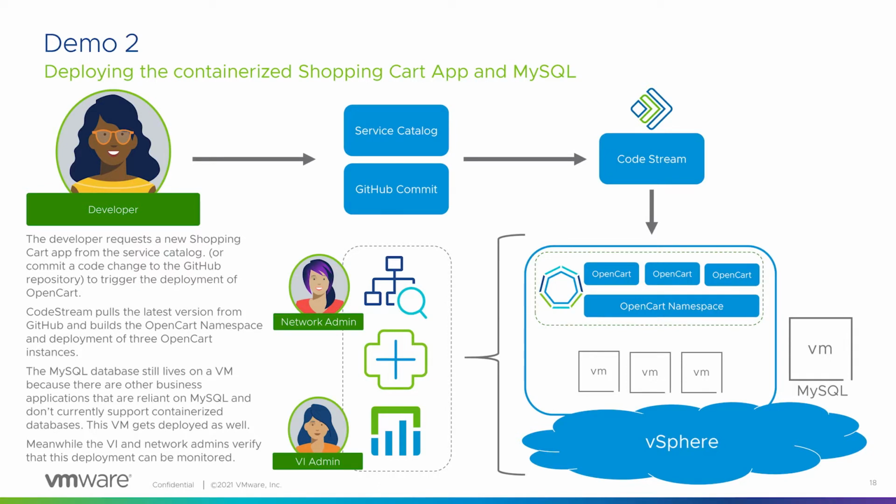Now in this demonstration, we're going to show you how the developer can deploy the application through the service catalog. Now they can also trigger the deployment through a GitHub commit. So with this, we're going to actually pull the latest build of the application from GitHub and deploy it onto our Tanzu cluster that we deployed in demonstration number 1.